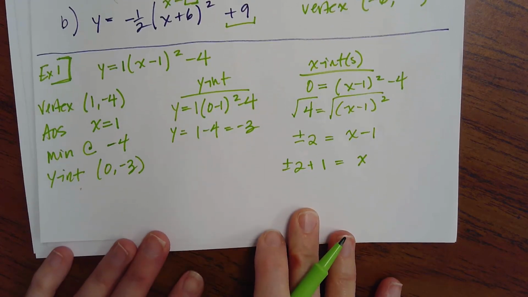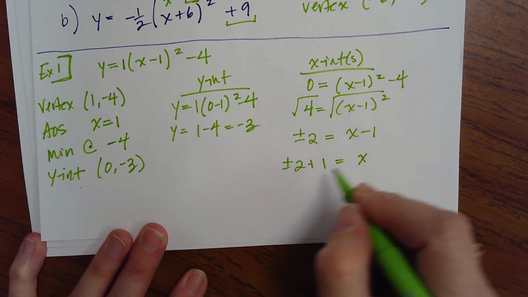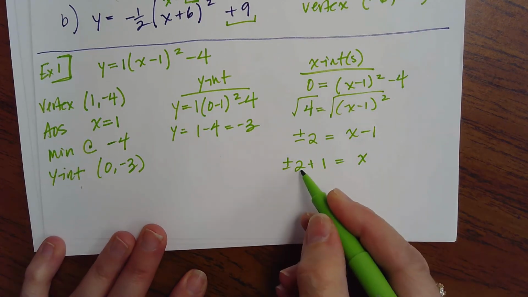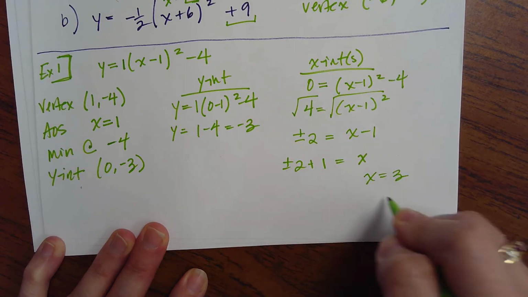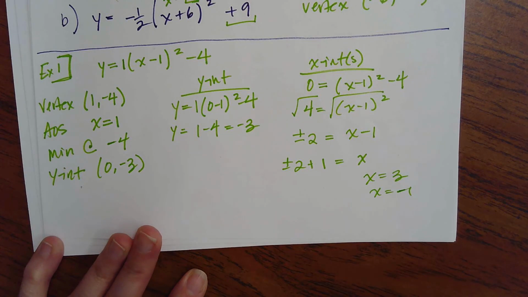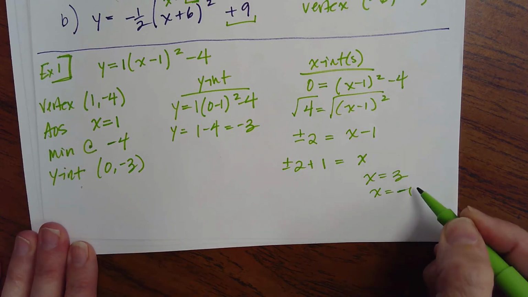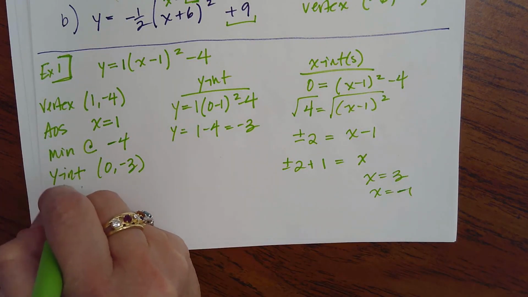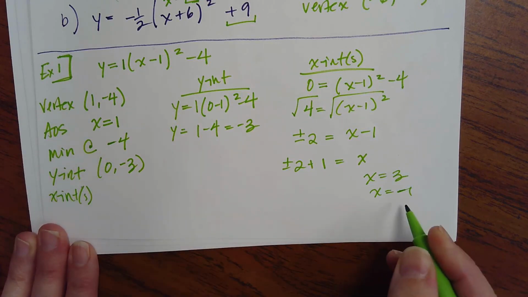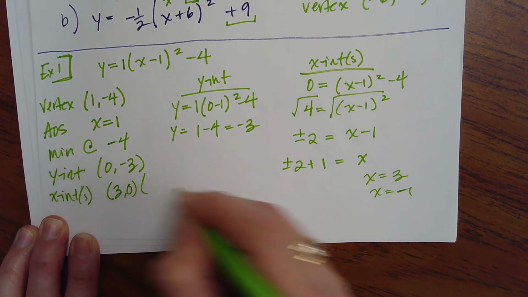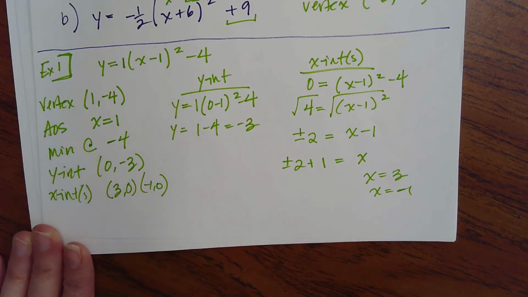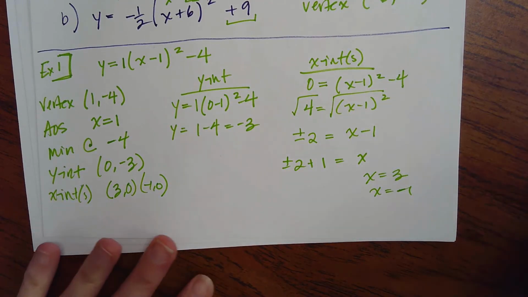Okay, that looks a little weird, right? So what we're going to do is write this as 2 separate points. You're going to do positive 2 plus 1, which is 3, and negative 2 plus 1, which is negative 1. So those are our solutions. To write them as x-intercepts, all we would do is write them as a point. So it's (3, 0) and (negative 1, 0). Again, write them as a point.